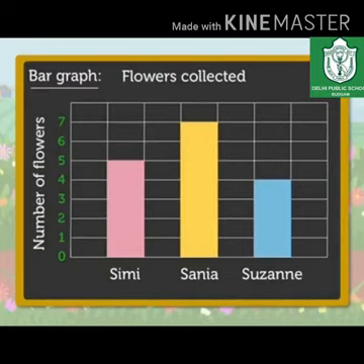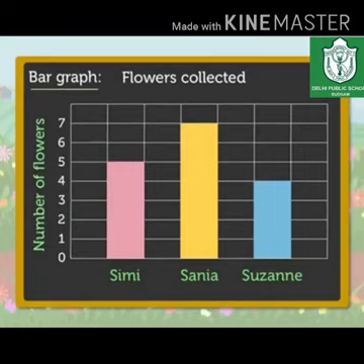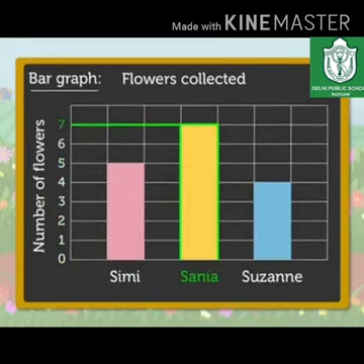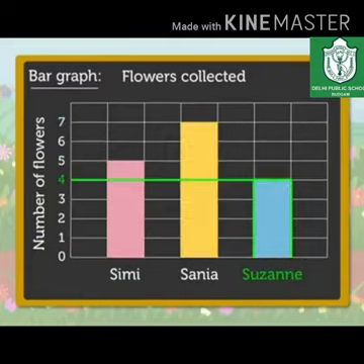Now, let us see how we can read this bar graph of the flowers. For example, the title is Flowers Collected. It tells us the bar graph is about the number of flowers collected. The labels give us information about who collected the flowers and how many. The scale tells us how many flowers were collected. Hence, from the bar graph, we can say Simi collected 5 flowers, Sania collected 7 flowers, Suzanne collected 4 flowers.